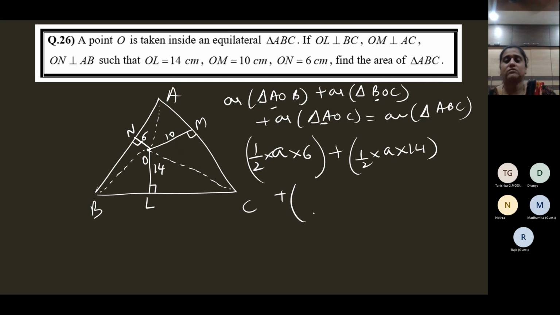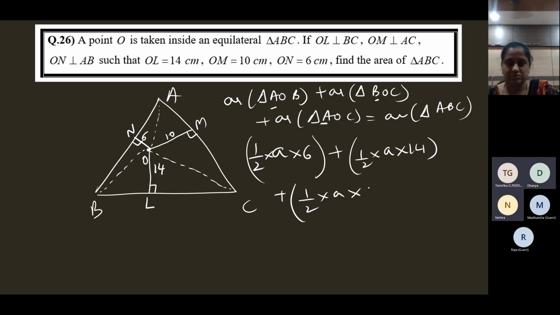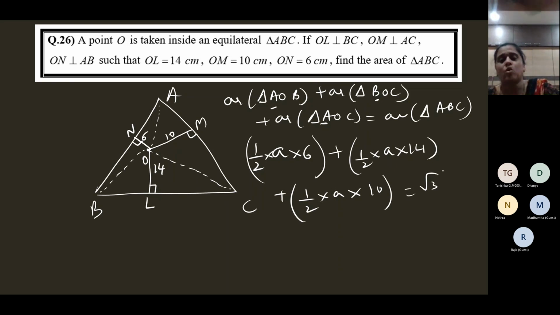Plus AOC is half into base A, into 10. This is equal to the area of the whole triangle ABC, which is root 3 by 4 into A square. Is this correct? Yes, ma'am. That's all, ma'am.